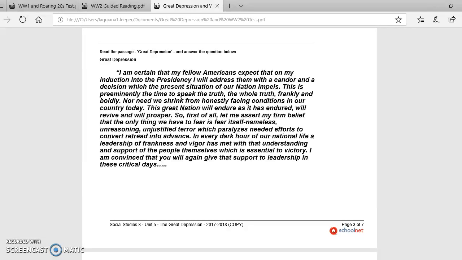This great nation will endure as it has endured, will revive, and will prosper. So, first of all, let me assert my firm belief that the only thing we have to fear is fear itself, nameless, unreasoning, unjustified terror, which paralyzes needed efforts to convert, retreat, and to advance. In every dark hour of our national life, a leadership of frankness and vigor has met with that understanding and support of the people themselves, which is essential to victory. I am convinced that you will again give that support to leadership in these critical days.